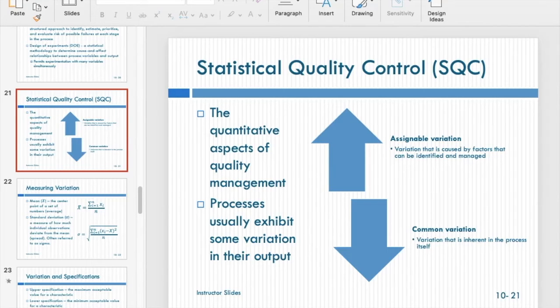Okay, so let me ask you a quick question. In terms of increasing the quality management, should you focus more on the assignable variation or the common variation? Of course, we should focus more on the assignable variation. Why? Because for the assignable variation, you can figure out the underlying reason, right? Then you can think about which way we can fix this problem, which way we can reduce this assignable variation, such that the number of defective products will decrease and the quality management level will be increasing, right? So we are more focused on assignable variation during the production process.